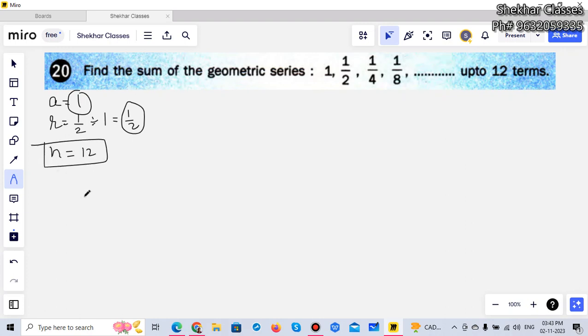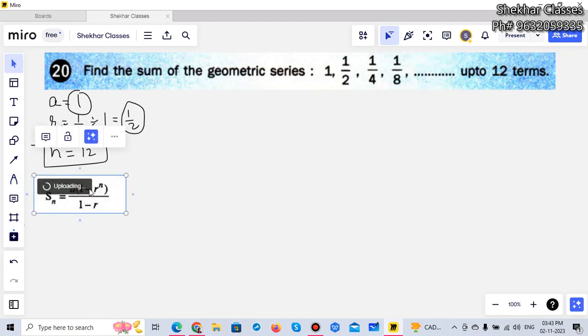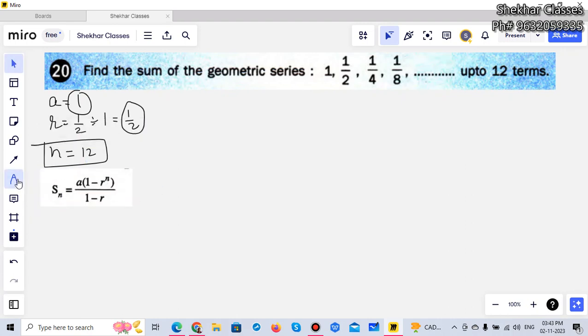Let's see. The formula for finding it is the one we already know: a into 1 minus r to the power n upon 1 minus r. Why is it so? Because r is less than 1. If it is more than 1, then the terms switch places, r to the power n minus 1 upon r minus 1. Is that okay? You should remember the formula.